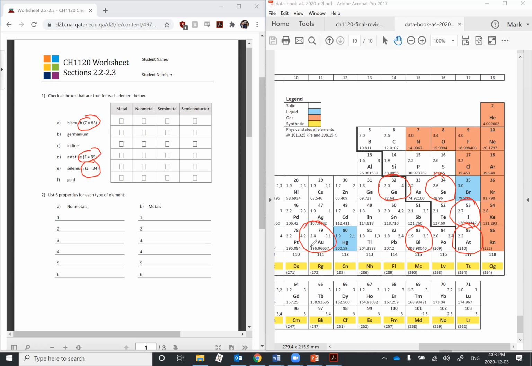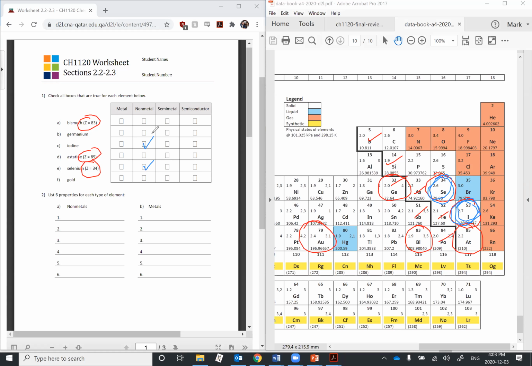Okay, so first things first. If it's not literally next to the staircase, meaning like this guy, this guy, this guy, this guy, if it's not next to the staircase, it's a metal or a non-metal. Chemicals that are to the right of the staircase, so in this case, selenium and iodine. Let me pick a different color here. Selenium and iodine are not on the staircase, so these would be non-metals. So selenium, non-metal, iodine, non-metal.